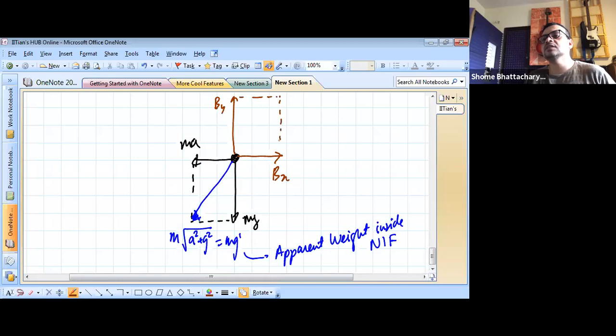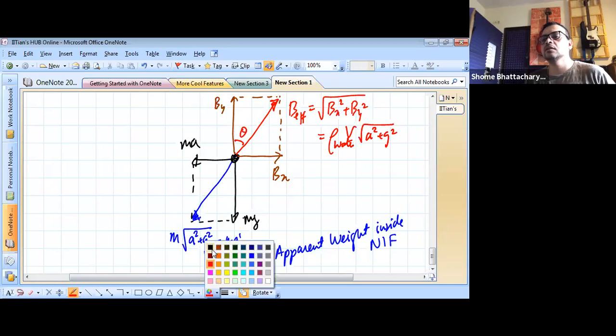you will see that they lie along the same line but in opposite directions. It will become like the effective buoyant force, which will be density of water minus density of wood into volume into root of a square plus g square. Okay. So that is why this angle will be equal to this angle.